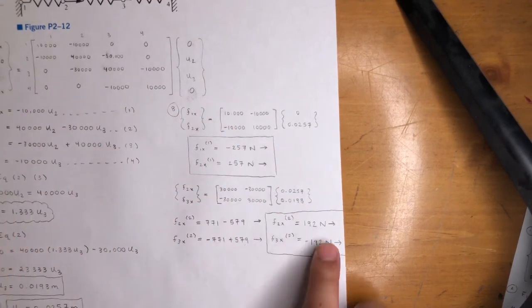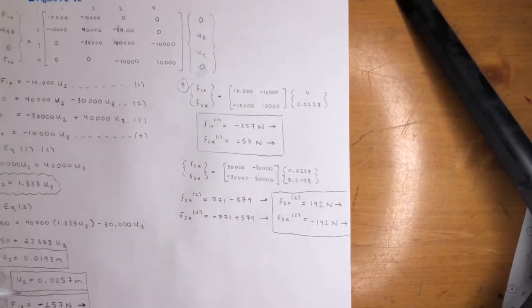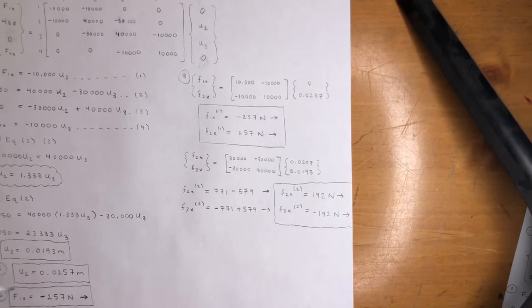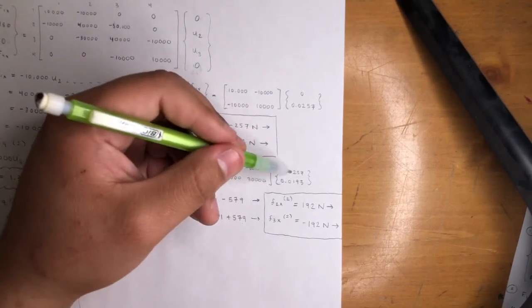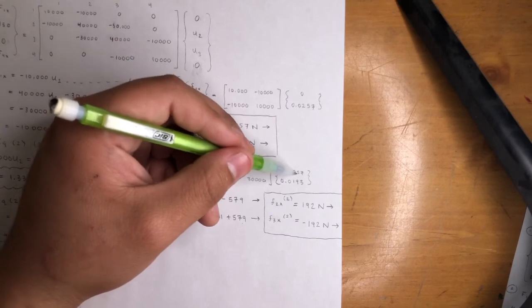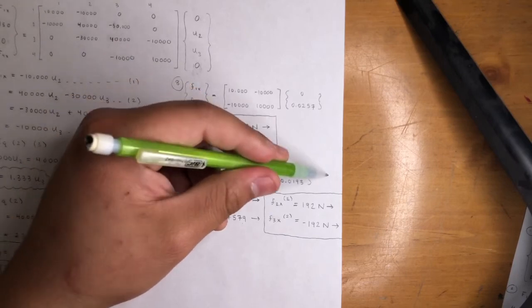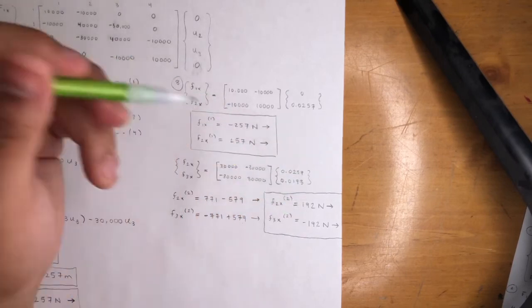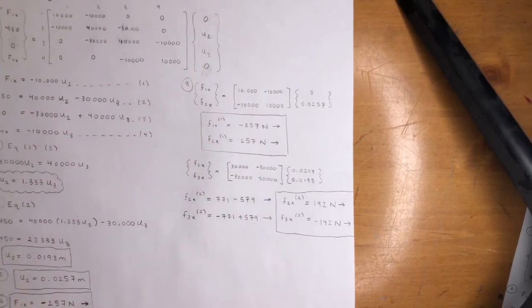Now, 192 is obviously not equal to the 193 here, but that's only because we rounded this number. If you would have left the 0.0256 something, you'd get 193. But we're off by 1 newton, so we're fine.